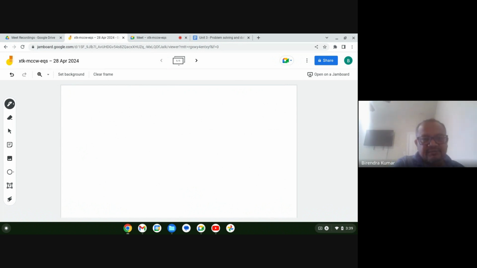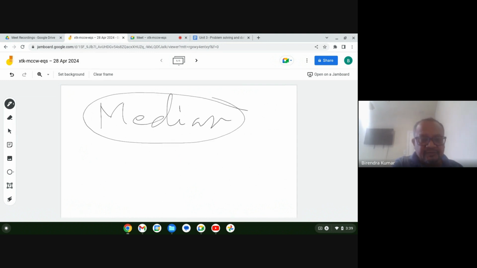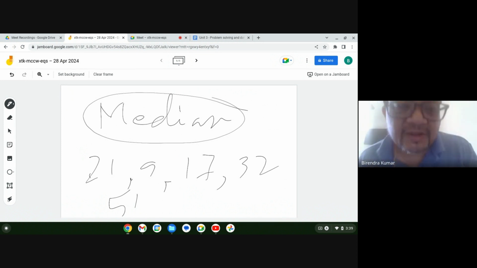If we have to look at the median, how do you find a median? Let me give you an example: 21, 9, 17, 32, 51. If you have to find the mean of this, what will you do? You just add them together and divide by 5. That is straightforward. Now, if you have to find the median, how will you find that?